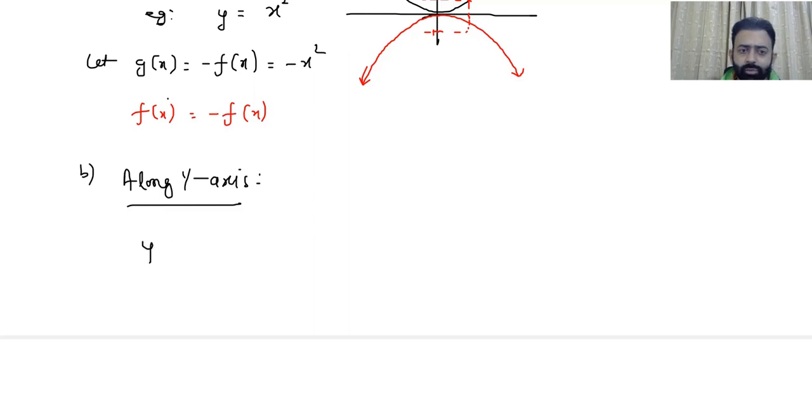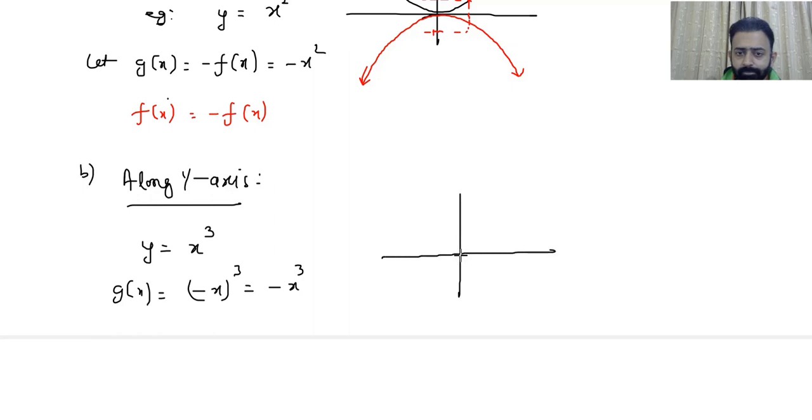Let us say y is equal to x cube. If I multiply the input by negative, your g(x) will be (minus x) whole cube, which will be minus x cube. Negative becomes positive, positive becomes negative. So x cube will be negative like this.